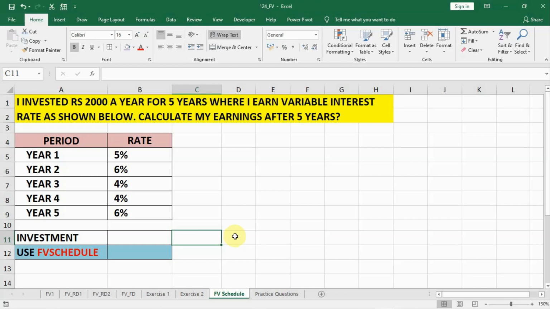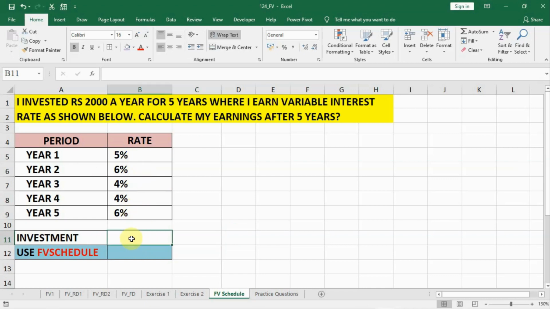Friends, in continuation with the last chapter of FV, future value, in this lecture we'll see the FV schedule. The FV schedule function helps us in calculating the future value for a series of interest rates that are variable, not fixed, for a series of time periods. Like in our example, you see 2000 rupees is invested for 5 years, and every year the interest is changing in the investment. So how do we calculate the future value?